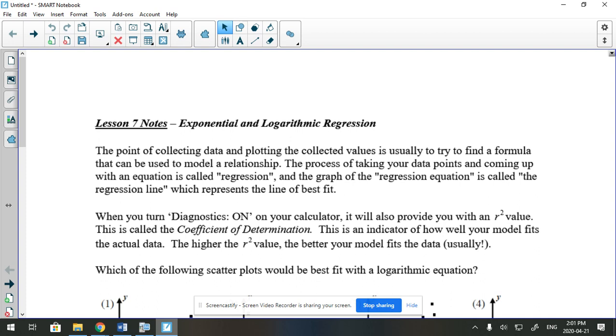Good morning. We're on to lesson 7 notes, where we're going to talk about exponential and logarithmic regression. You already touched on exponential regression in the last unit. It's basically the exact same process, but now we're going to do it with logarithms, and we're going to make sure we know the difference between an exponential and logarithmic regression.